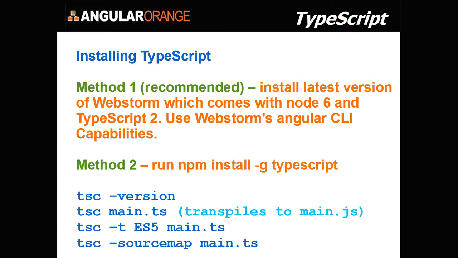And method 2 is run npm install -g typescript. Like I said with Angular 2, I tried this and I found myself npm installing many things, and I just found it very frustrating. So the bottom line is, like I said, use method 1. Either use VS Code or WebStorm or some other development environment, and make sure that it supports Angular 4. But with the tsc, you could do a --version, you could transpile a main.ts file, you can determine how you want the code transpiled, etc.